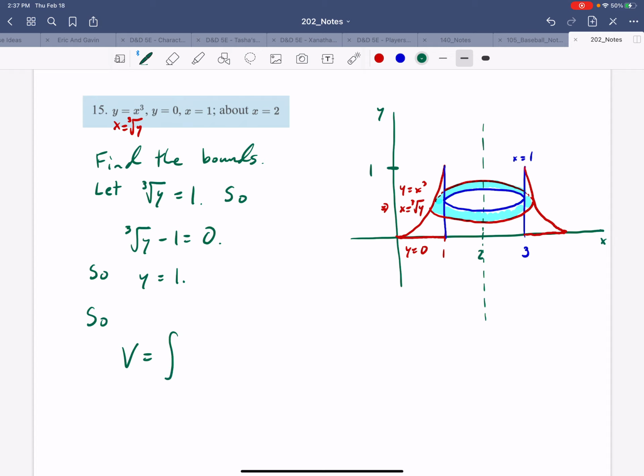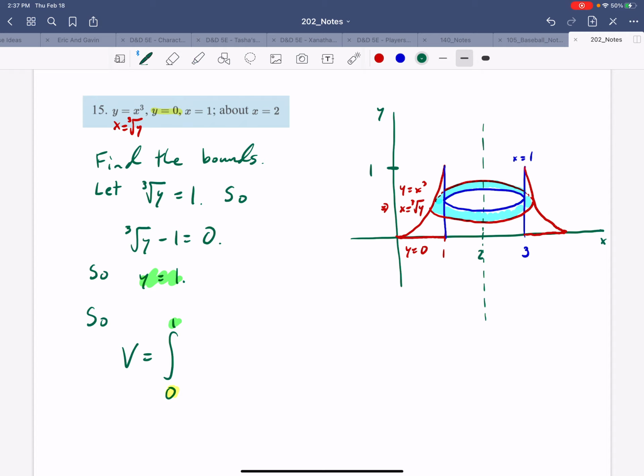But when we set up the volume equation, something kind of interesting happens, right? We've been given y equals 0. That's where that came from. Just highlight that to show you. Y equals 0 comes from here. 0 to 1. And 1 comes from this, right? Okay.